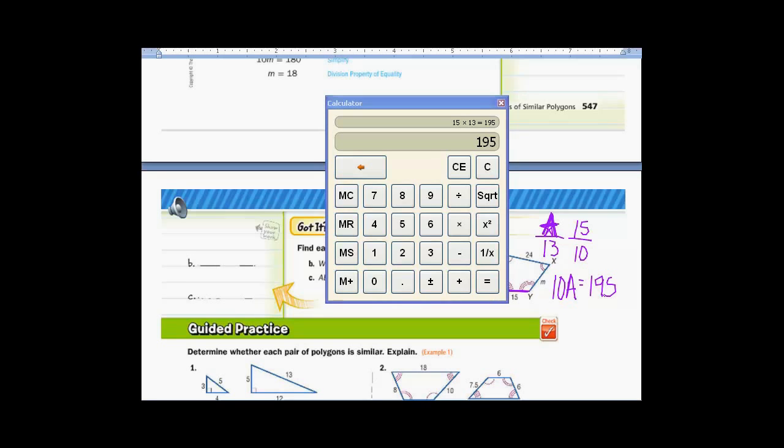Now, what would I do with that? Well, then that's just a basic algebra equation. So I divide both sides by 10. It's not going to come out evenly, and that's fine. Not everything in math has to be a nice, round, even number. So I've got 195 divided by 10. Move the decimal point back one time or use your calculator, however you want to do it. 19.5. All right, so that is WZ.